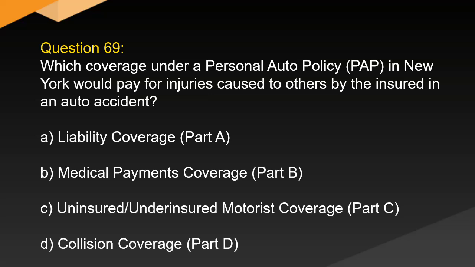Question 69. Which coverage under a personal auto policy, PAP, in New York would pay for injuries caused to others by the insured in an auto accident? A. Liability coverage, Part B. B. Medical payments coverage, Part B. C. Uninsured underinsured motorist coverage, Part C. D. Collision coverage, Part D.